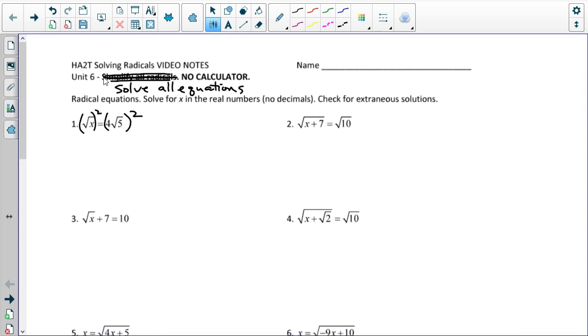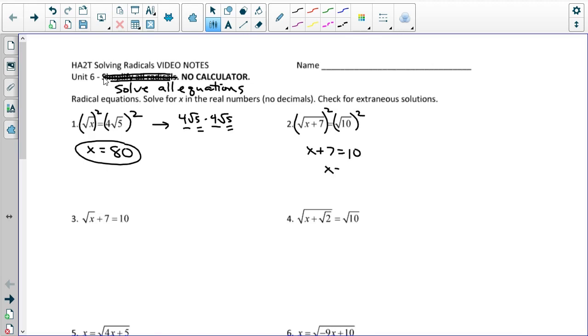In problem one, we're going to square both sides. So the square root of x squared is x, and 4 root 5 squared is 4 root 5 times 4 root 5. So that's 16 times 5, which is 80. So x equals 80. In problem number two, we square both sides, and we end up with x plus 7 equals 10. So x equals 3. Those were pretty innocuous.